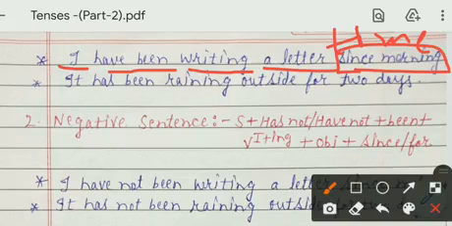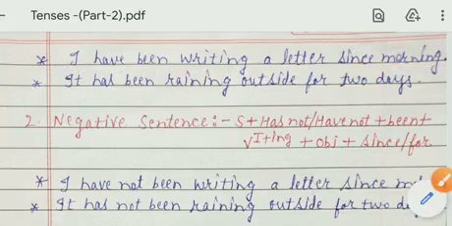तो मैं लेटर लिख रही हूँ सुबह से, since morning. यहाँ उसने यानी कि लेटर लिखने का जो काम था वो शुरू किया था मॉर्निंग में. ठीक है, मॉर्निंग में स्टार्ट किया था लेटर लिखने का काम, लेकिन वो अभी तक चल रहा है. The action is still continuing. That's why we use here present perfect continuous, as we have done in the definition of present perfect continuous, that the action that started in the past was continuing in the present also.